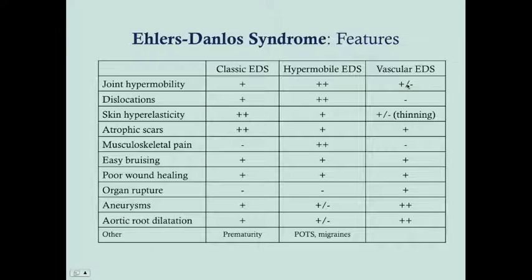And then the vascular EDS is a little bit different than the other forms, in which there's a significant risk for aneurysms, aortic root dilatation, and organ rupture.